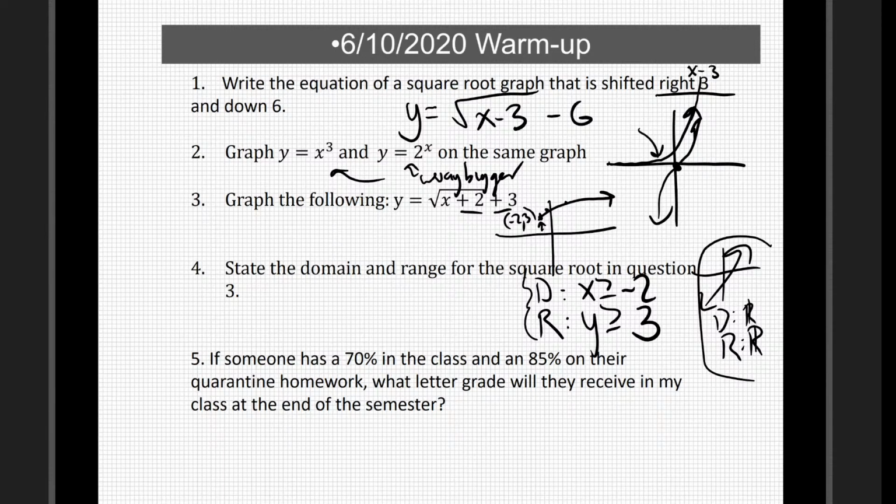Are we having a final? No. So, to my people watching, if somebody has a 70% in the class and an 85% on their quarantine homework grade, what letter grade will they receive in my class at the end of the semester? So this means you're not answering with a number, you're actually answering with a letter and then a plus or a minus, maybe. Let's see what you got.